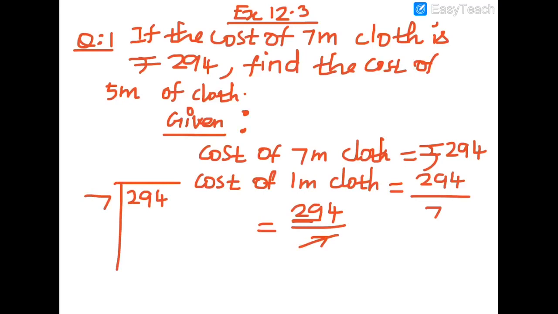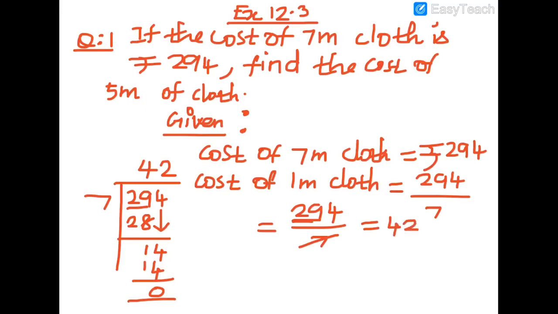How many 7s are possible within 29? 4 7s are 28, remaining 1. This 4 will come down, so 14. In 14, how many 7s? 2 7s are 14. 14 minus 14 is 0. So the quotient is 42 rupees. This is for 1 meter cloth. So 1 meter cloth is 42 rupees.